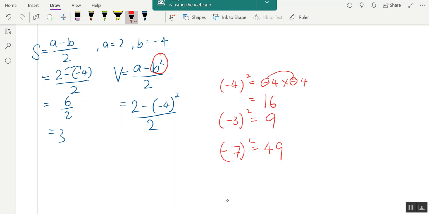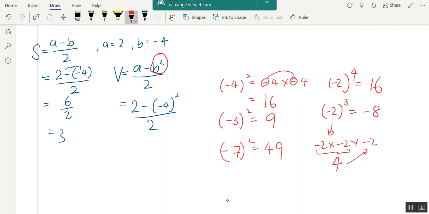And this only happens for even power. That means if I have negative 2 to the power of 4, this would be equals to 16. But if I have negative 2 to the power of 3, this will become negative 8. Why? Because it is negative 2 times negative 2 times negative 2. Negative 2 times negative 2, this would be 4. 4 times negative 2 will become negative 8. Okay, so when you do even power, remember it will become positive. And this is what the question wants to see. Negative 4 squared becomes 16.